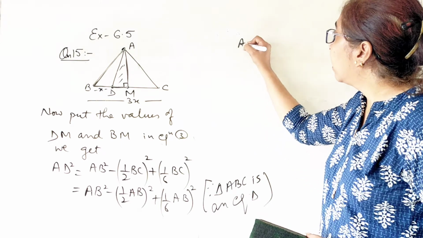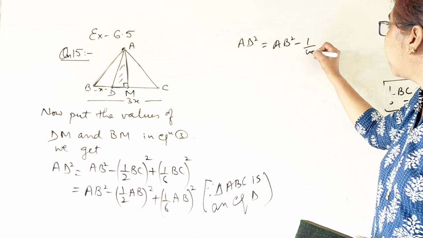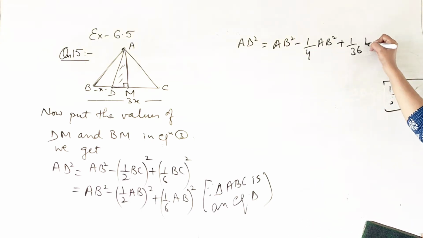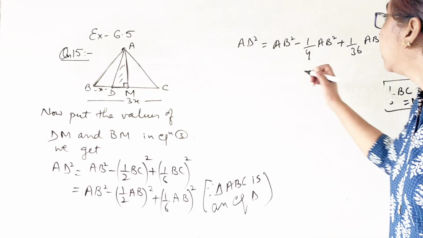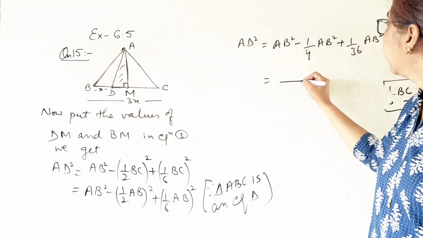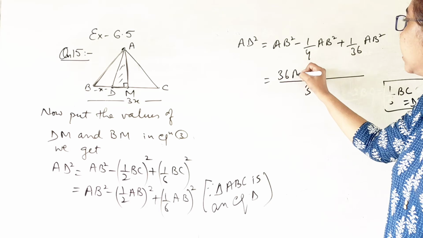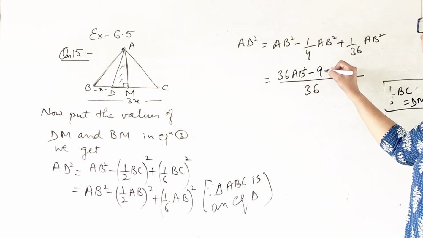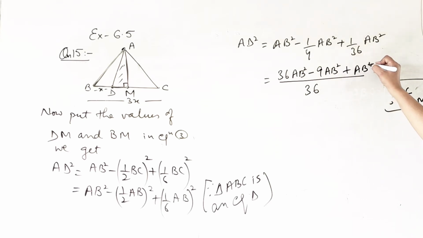Now solve it. AD square equals AB square minus 1 by 4 AB square plus 1 by 36 AB square. Okay? So take the LCM here. LCM will be 36. This is 36 AB square. 4 nines are 36, so it will be 9 AB square, and this is AB square. 1 AB square or AB square is the same thing.